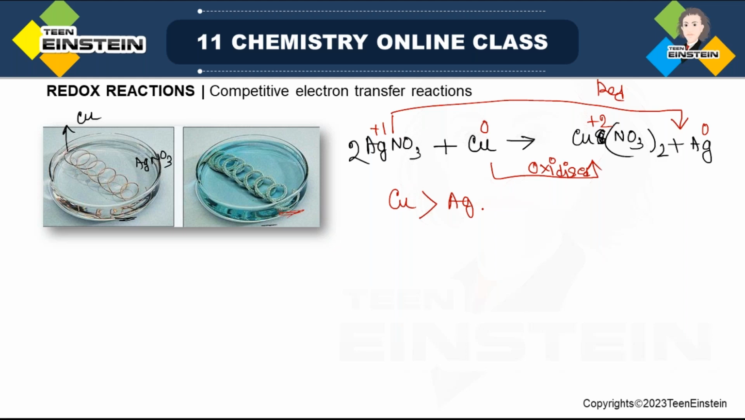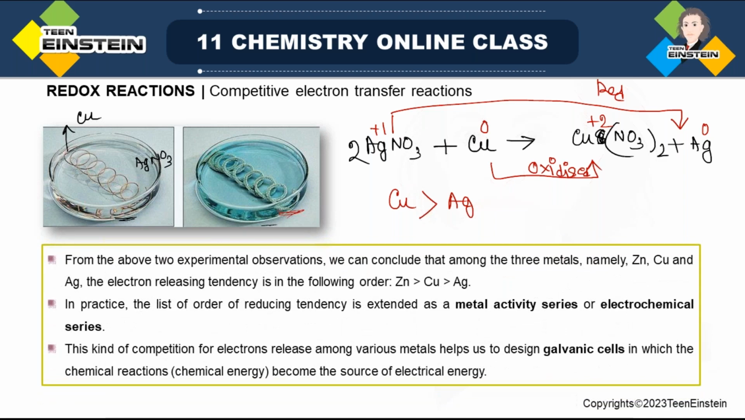So if you combine these two results, what we will see is that first it is zinc which has more tendency to donate electrons, then copper, then silver. So from the above two experimental observations, we can conclude that among these three metals, zinc, copper and silver, the electron donating or releasing tendency follows this order.